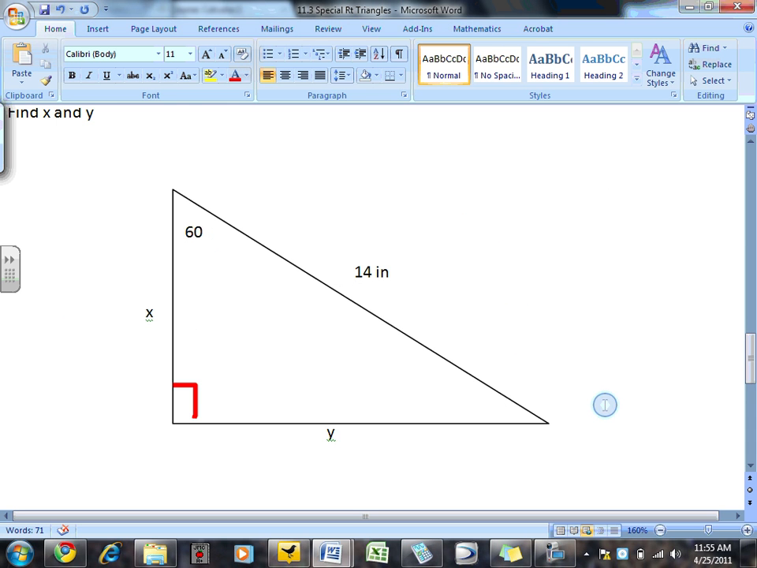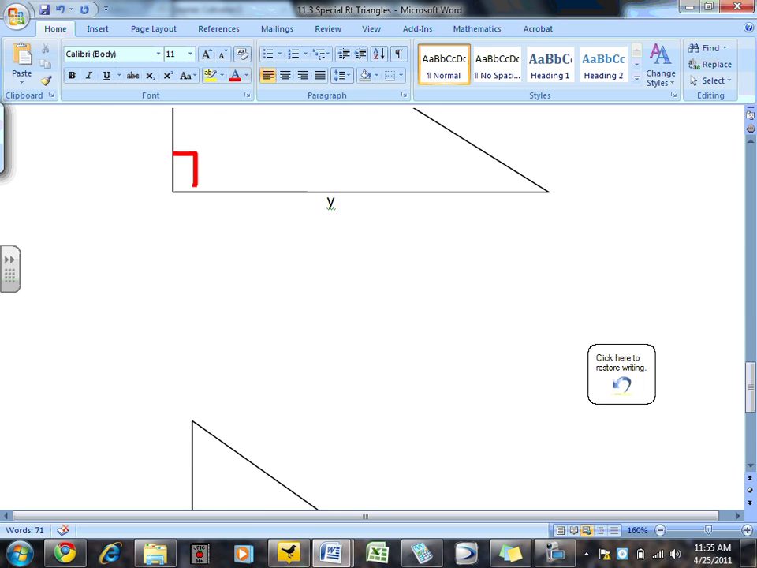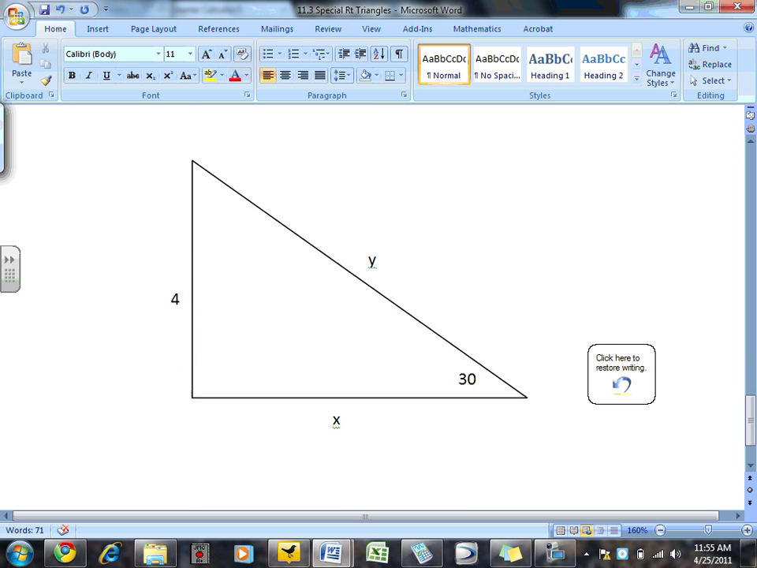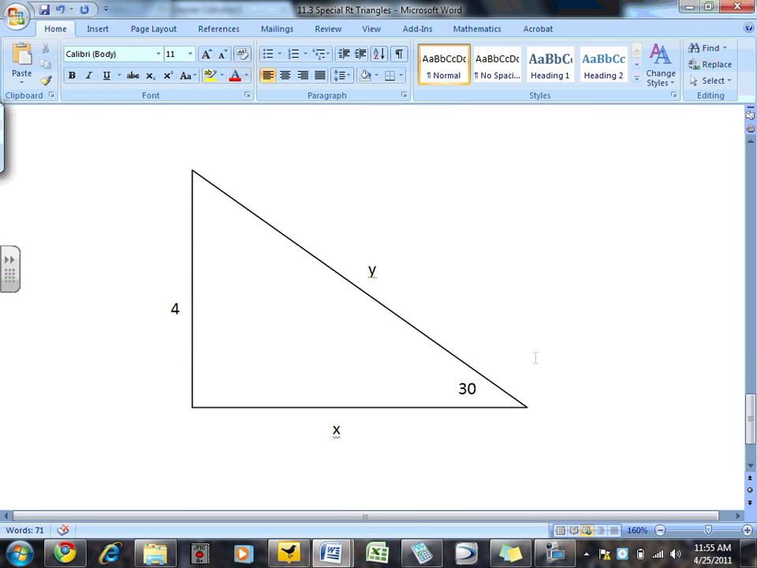I'm not sure if I have another one... Oh, I do have another example for you. Okay, here you go. Again, we have a 30, 60, 90 triangle. They gave us the side opposite the 30, which we know is n. Opposite the 60 is n times the square root of 3. And then 2n is opposite the 90.